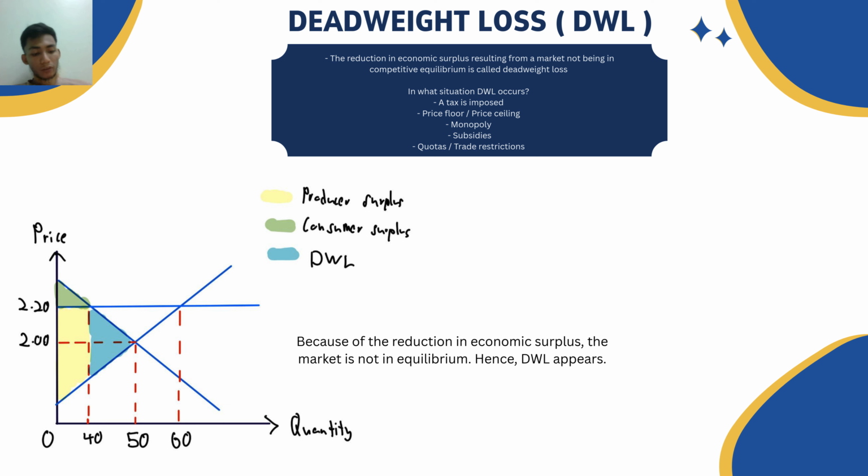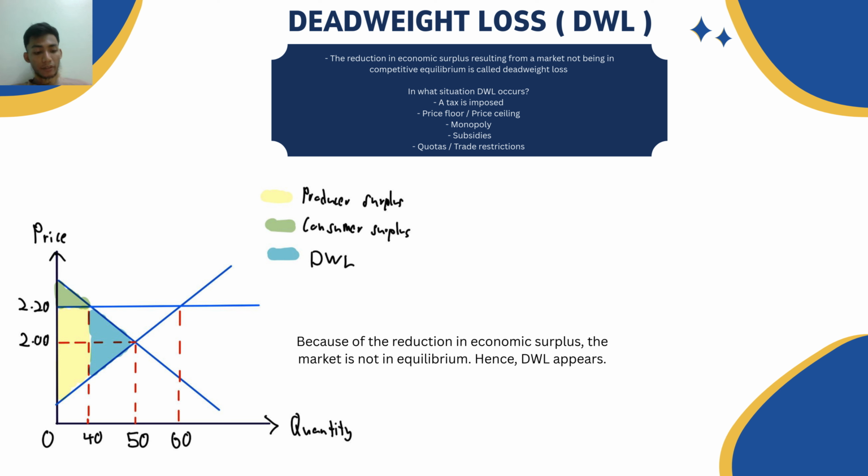At this equilibrium, total surplus is maximized, meaning there is no deadweight loss. However, when a price control is imposed at RM2.20, the market price is set above the equilibrium price. As a result, quantity supplied increases to 60 units, while quantity demanded falls to 40 units, creating a mismatch in the market. This causes the quantity actually traded to fall below the equilibrium level.